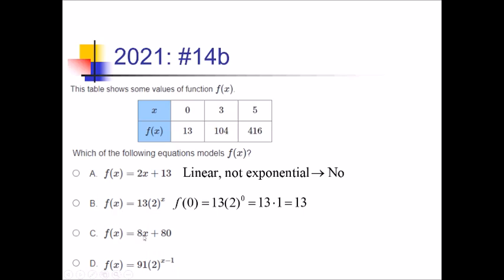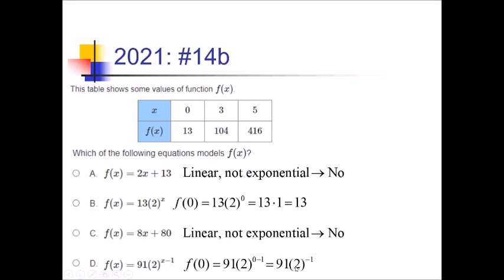So for choice C, that one is also linear. We have an mx plus b setup, so this couldn't be it. We can eliminate C. D looks kind of exponential. We have an x minus 1 in the exponent. Let's plug in 0 and see what that gives us. So if I plug 0 in here, I've got 91 times 2 to the negative 1. 2 to the negative 1 is really the reciprocal of 2, or 1/2, as it were. So we're doing 91 times 1/2. Now, whatever that is, I know for certain that it's not 13. It's not even a whole number. So since that's not 13, that means D can't be it either, and we have to pick choice B.